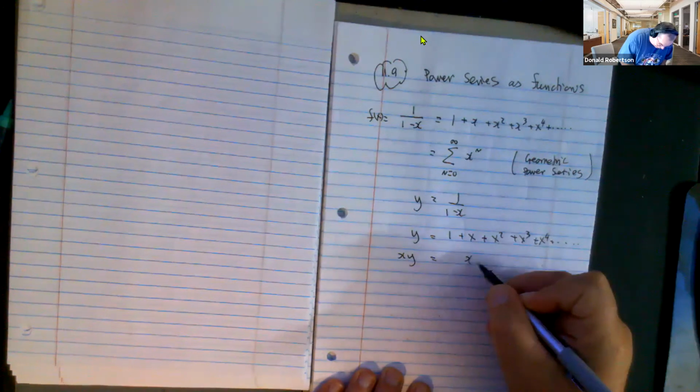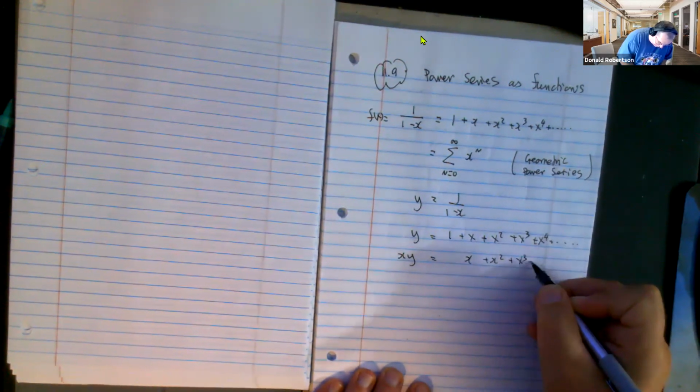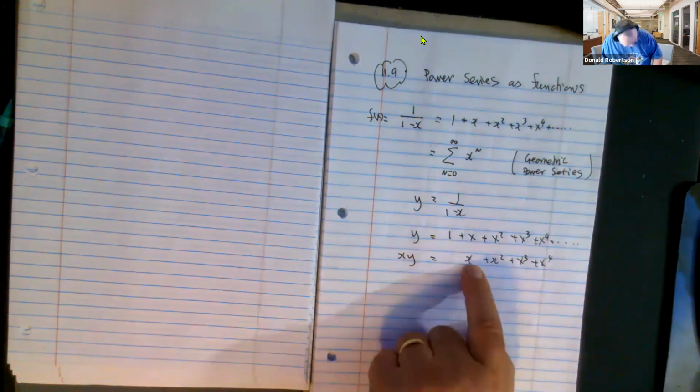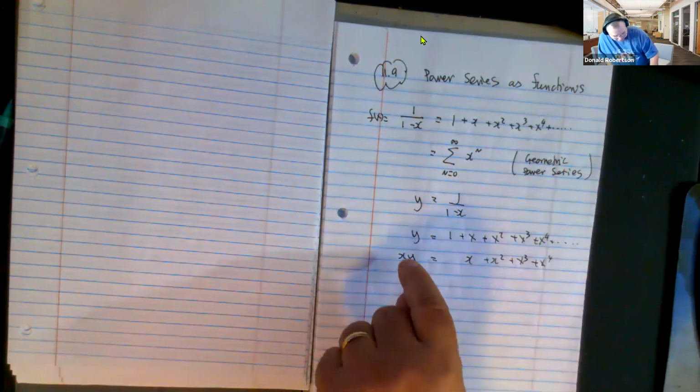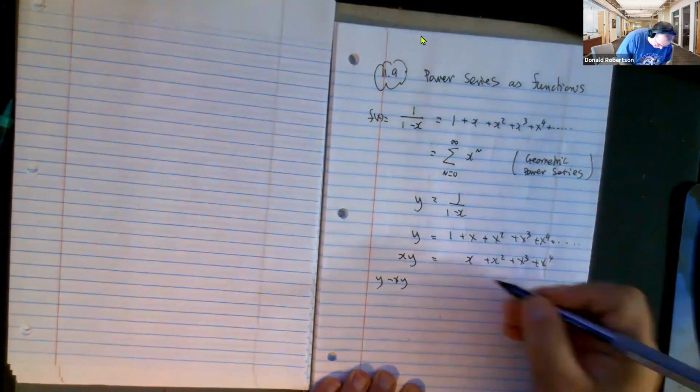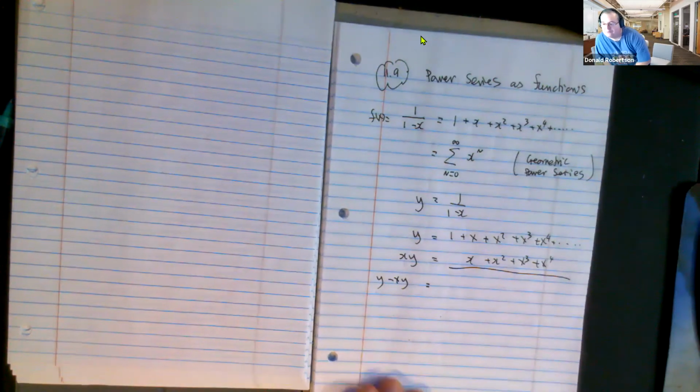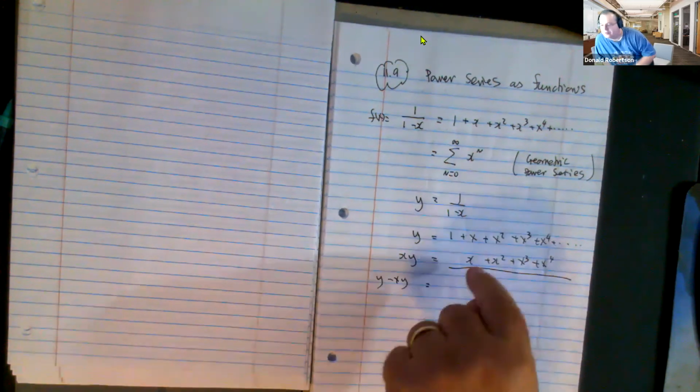Agreed? Now, if I multiply y by x, I get x plus x squared plus x cubed plus x to the 4, because x times 1 gets you x, x times x gets you x squared, x times x squared gets you x cubed. Would you agree that that is also true then? If y is this, isn't x times y this? Now, what would happen if you took the top one and subtracted the bottom one? What if you took this infinite polynomial and subtracted this infinite polynomial? What would you get left? 1.